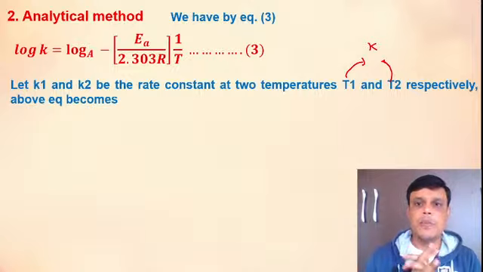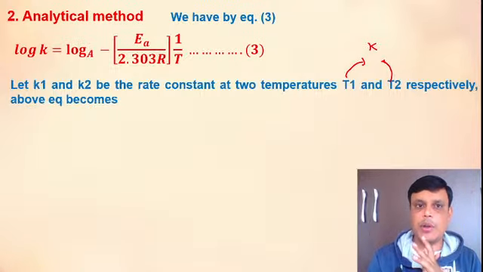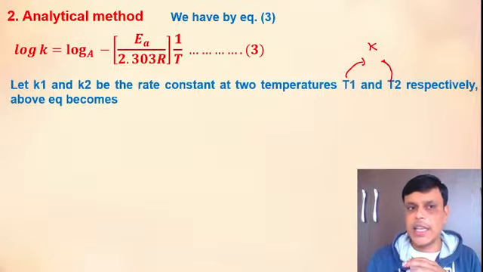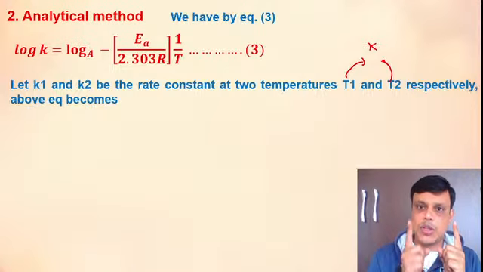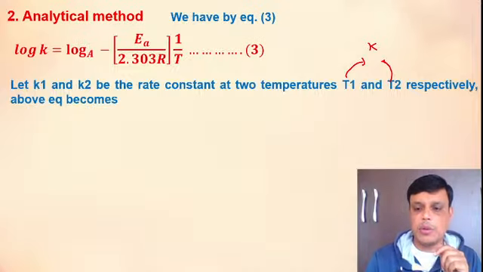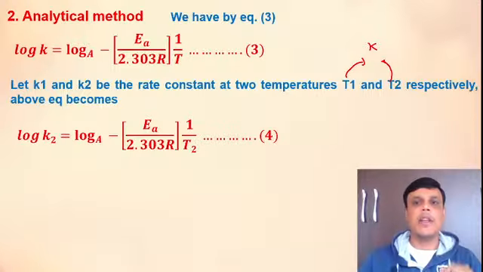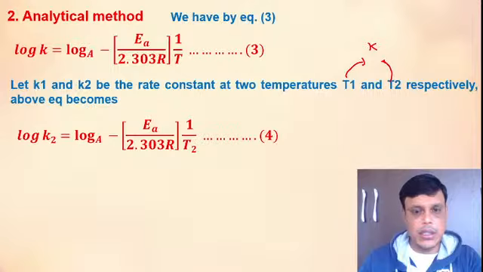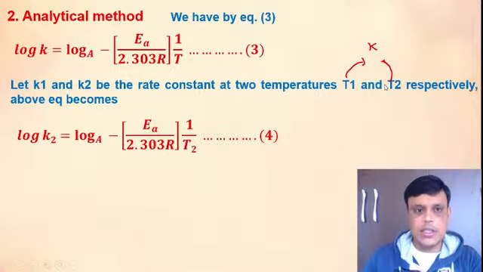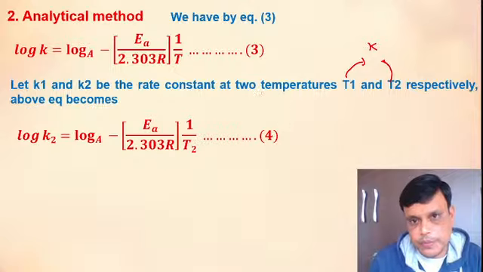Now we will assume there are two temperatures, T1 and T2, and for these two temperatures there are two rate constants, K1 and K2. K1 is for temperature T1 and K2 is for temperature T2 respectively. Then the above equation becomes. First we will write the equation for temperature T2. This is your equation for temperature T2.